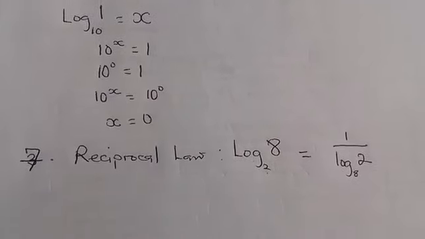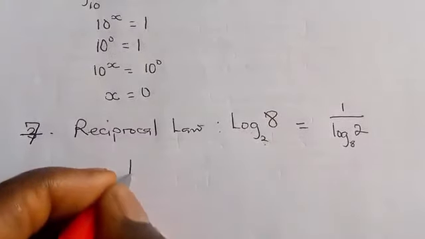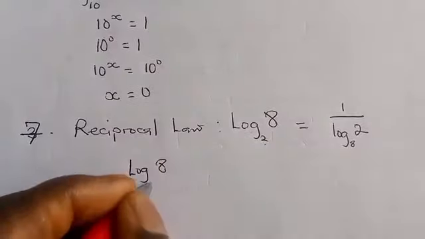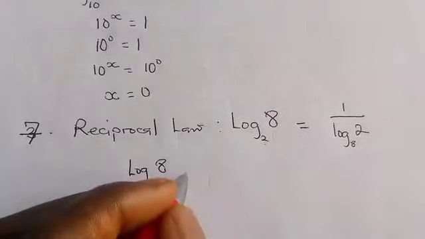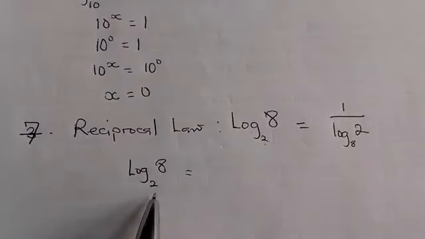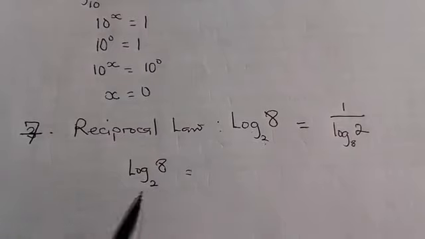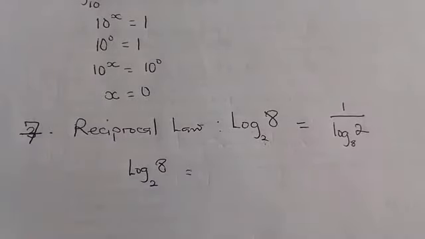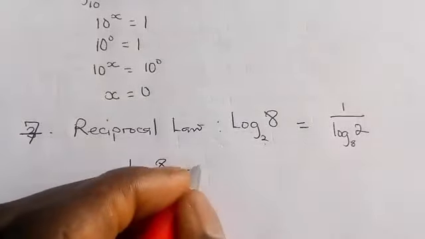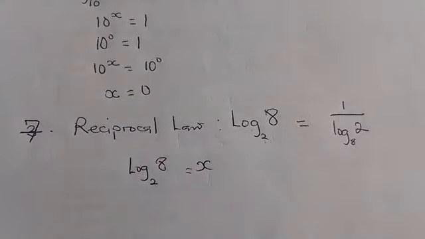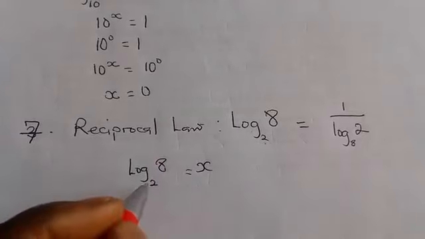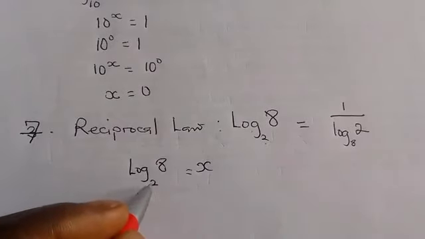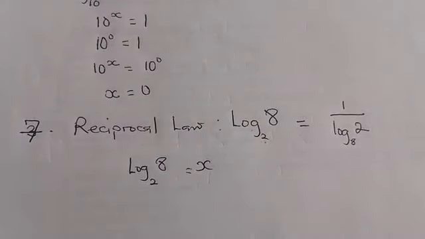So if we are to find log 8 to base 2, as a way of proving this, remember, log 8 to base 2 is going to be, what number are we going to raise 2, which is the base here too, before we can get this 8? So let's say that number is x. So log 8 to base 2 is equal to x.